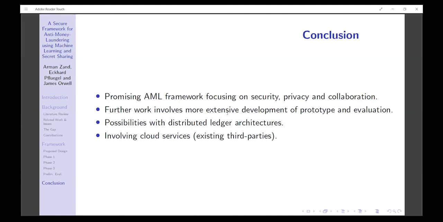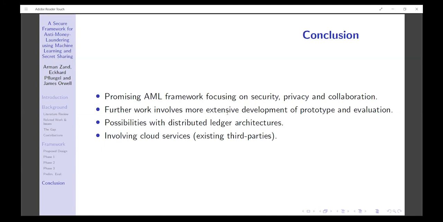There are properties that can be derived from that, and that can be useful to improve the machine learning algorithm. There's also a possibility to be involved with distributed ledger architectures, like cryptocurrencies. Some, with public ledgers, can have the same framework applied to them, which could also be very interesting.